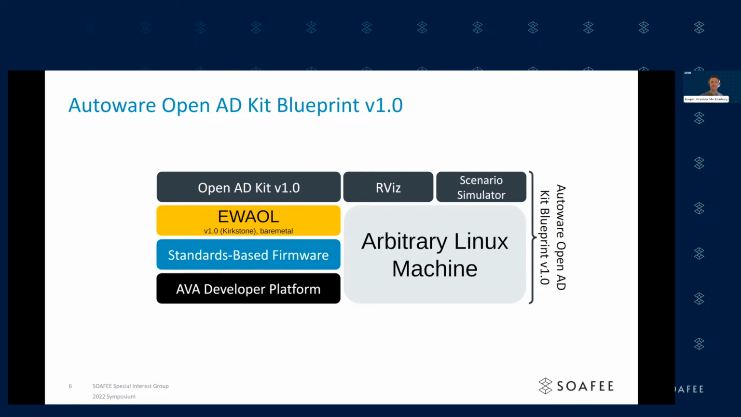OpenAD Kit version 1.0 is built on 4 features from Autoware: map, perception, planning, and vehicle interface. It is running on EWAOL on an AVA developer platform. The AVA developer platform and the Linux machine are connected over Ethernet, and the Linux machine is running RViz, which is our visualization tool, and Scenario Simulator, which is our simulation tool, which then exercises the OpenAD Kit software stack. Next, I'll jump into a couple more details on EWAOL.